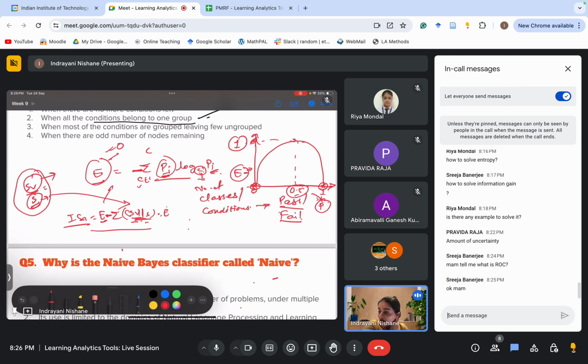We have discussed this ROC in the week when it happened. I think it was week 2 or week 3. I think it was week 3 where we had seen accuracy, precision, the ROC curve, and all those parameters, the performance metrics. It was part of those performance metrics.